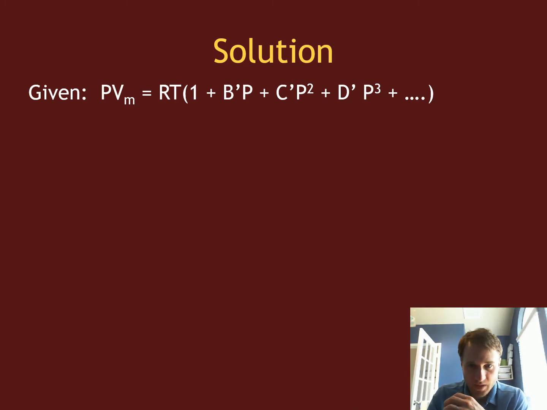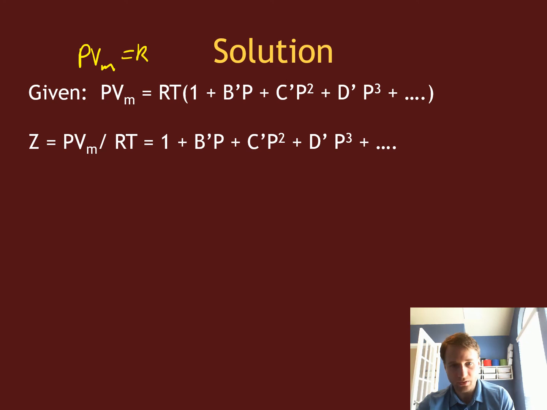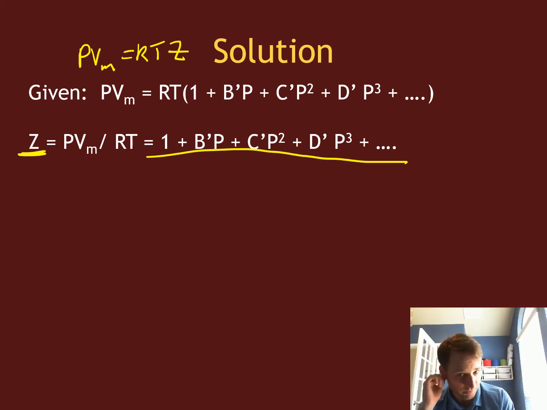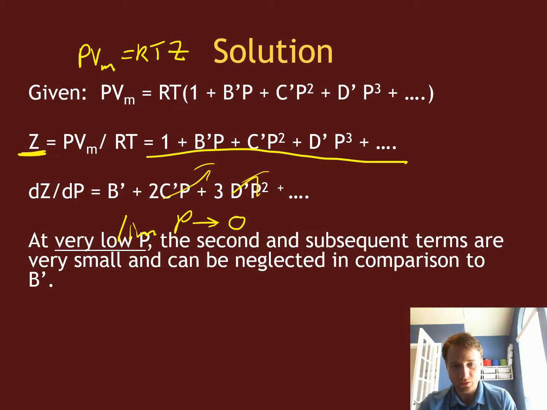Okay, so again, just solving that. Note again that, as we talked about at the beginning, the equation of state of our gas is RT times this coefficient Z. So this compression factor Z is just this expansion in terms of pressure or molar volume. Take that derivative, and now in the limit P goes to 0, these terms all drop, and so we're left with just dZ/dP equal to B prime at very low pressures.